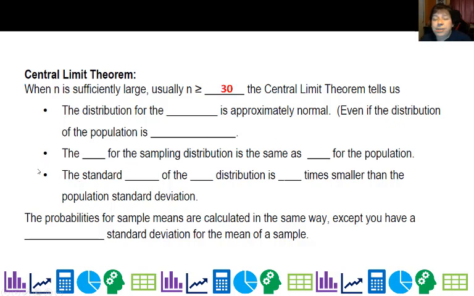When n is sufficiently large, our guideline is 30, it tells us that the distribution of the means is approximately normal, even if the population is skewed, all right? The average for the sampling distribution is the same as the mean for the population. And the standard error of the averages is about square root of n times smaller than the population standard deviation. The way we calculate probabilities is the same, except you have a smaller standard deviation.